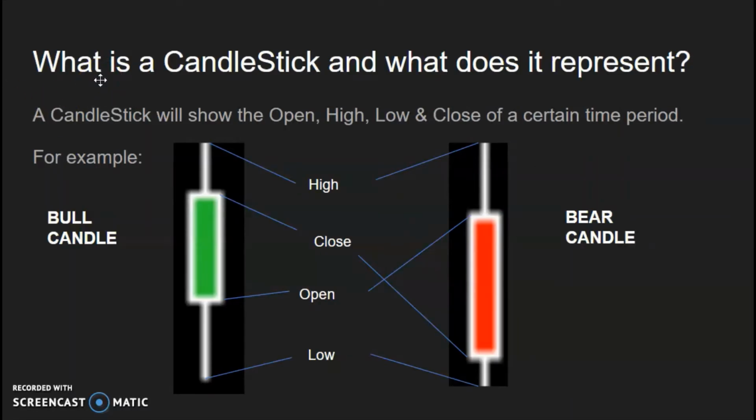A candlestick will show the open, high, low, and close of a certain time period. So as you see here, I've done an example. This could be for 5 minute, 15 minute, 2 hour, daily, weekly, monthly, any time frame. You would get a unique bar for this. So that's why it's very interesting to go through different time frames, because it paints a different picture.